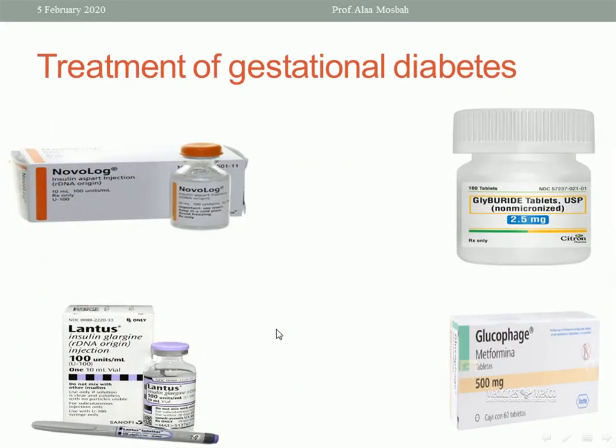This picture shows you an example of rapid acting insulin like Novolog and long acting insulin like Lantus, and here the oral hypoglycemics or insulin sensitizers, metformin or Glucophage and glyburide 2.5 milligram, and here Glucophage 500 milligram.